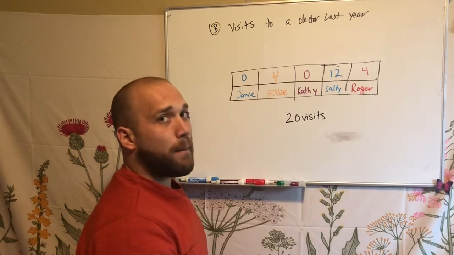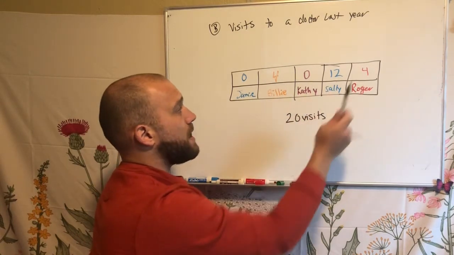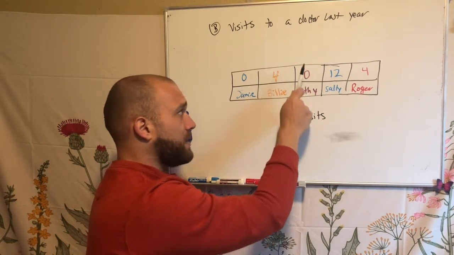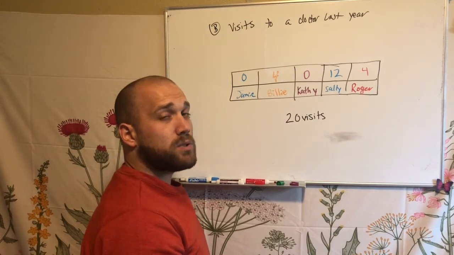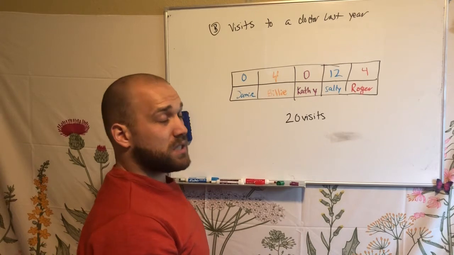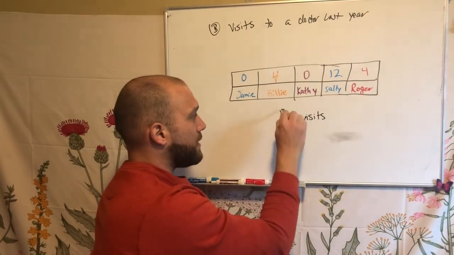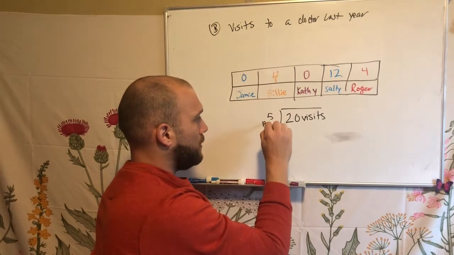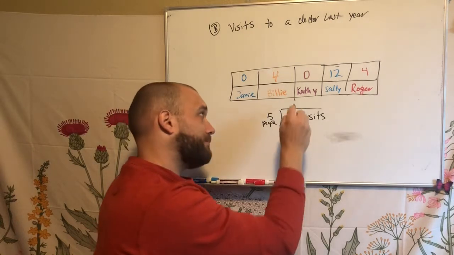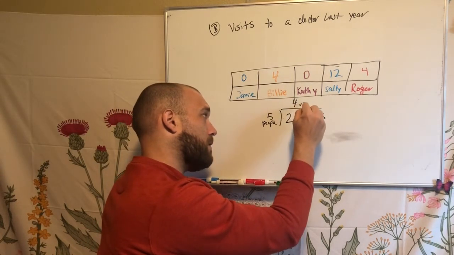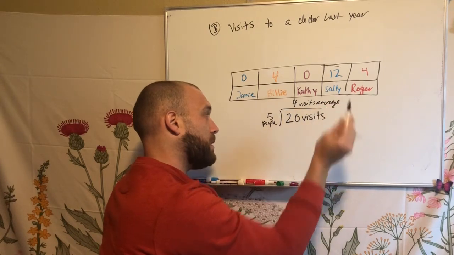What am I dividing that by? The number of people. 1, 2, 3, 4, 5. Even though Jamie and Kathy went 0 times, they're still part of this. So you still need to count them as people. They just didn't go to the doctor at all. So there's still 5 people here that you need to divide by. 5 people. So what's 20 divided by 5? 4 visits average. Just like so.